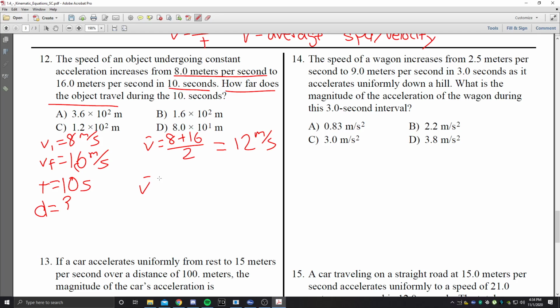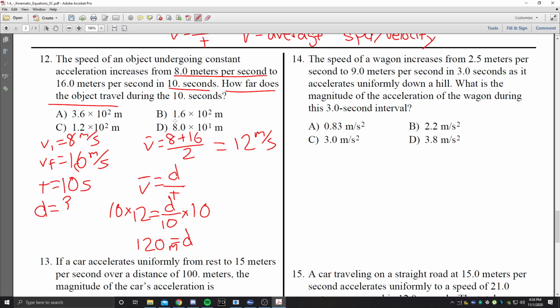And now we're going to use this formula, right? V bar is equal to D over T, average speed. So we're going to plug in all our numbers. D is question mark, T is 10. Multiply by 10 on both sides. What you're going to get is 120 is equal to D. Well, we add the meters there.